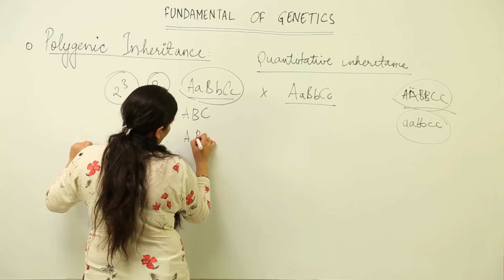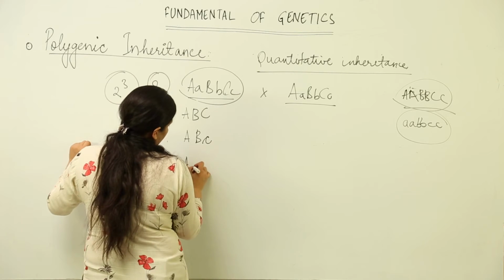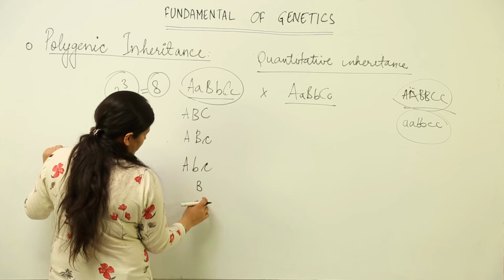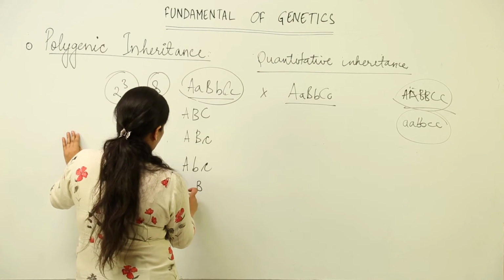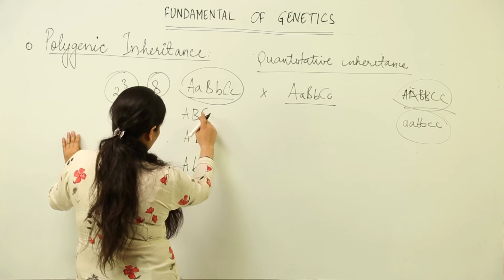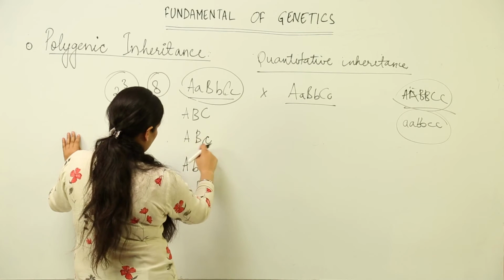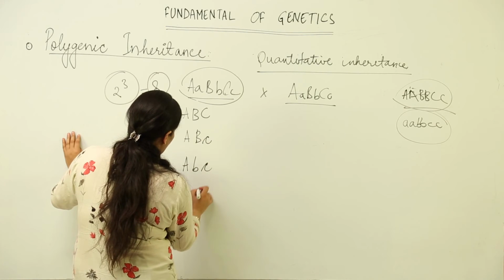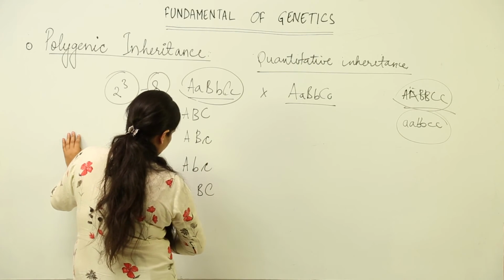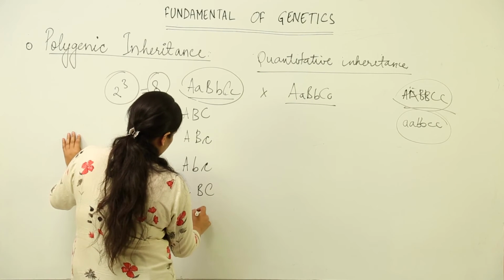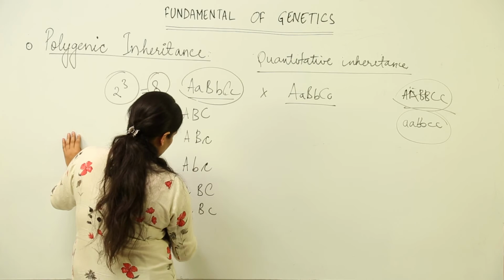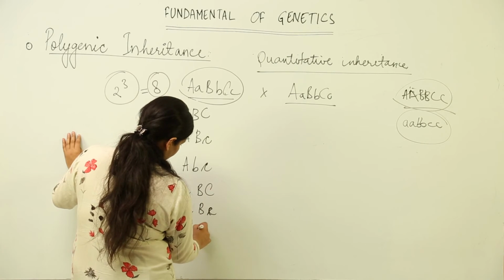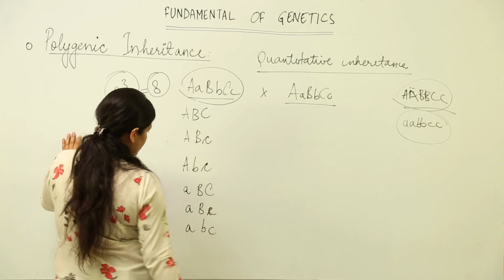Next is capital A, capital B, small c. Third would be capital A, small b, small c. Now we'll take B into consideration. Okay, so we have here A, B, C. A, B, C, capital A, capital B. Now we are going to take into consideration small a. Now small a would come with capital A, capital B, capital C. Now small a would come with capital B, small c, and this would be like this. Okay.